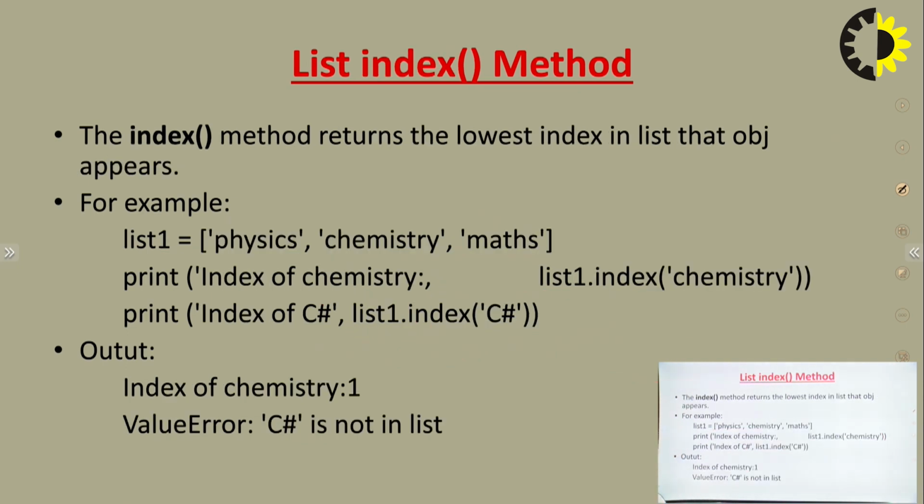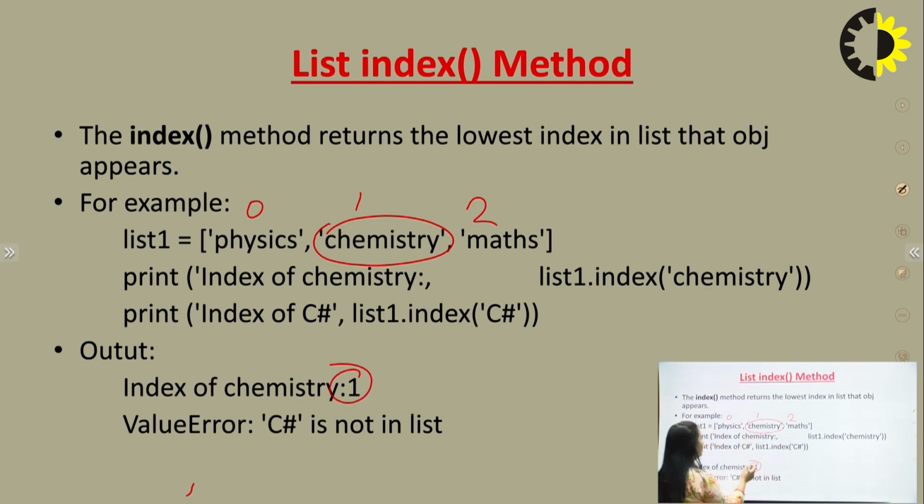Now, index method. Index method returns the lowest index in the list at which the object appears. It returns basically the position of the value in our list. For example, I wanted to know at which place chemistry is placed. So, indexing 0, 1 and 2, chemistry appears at index 1.